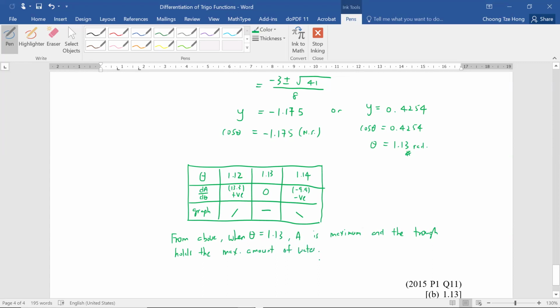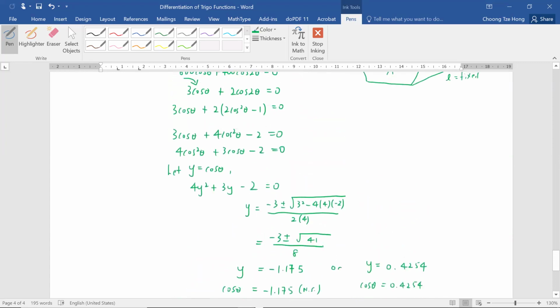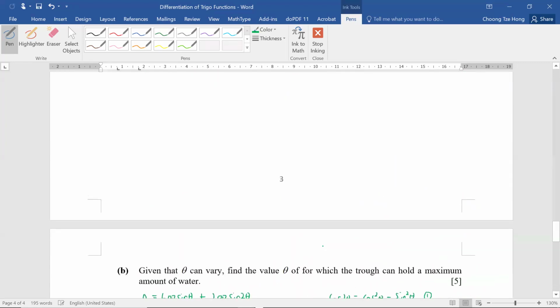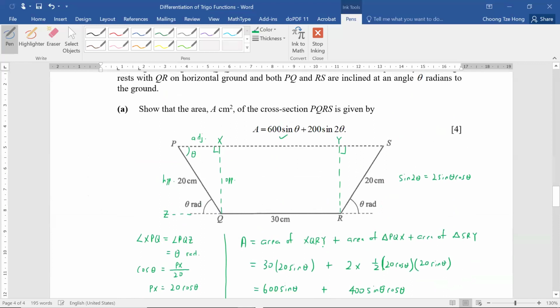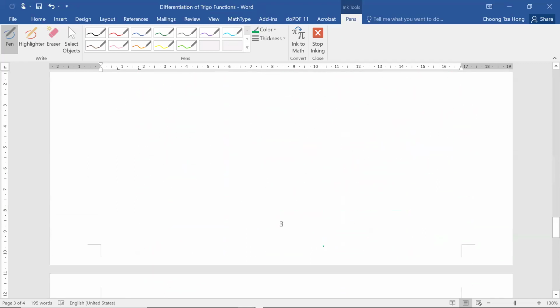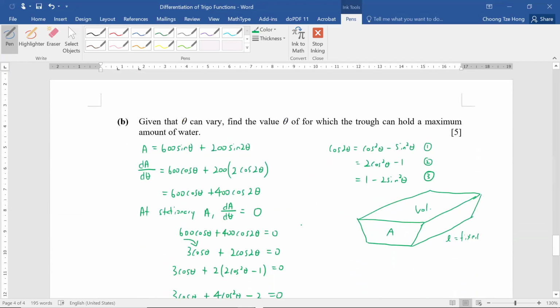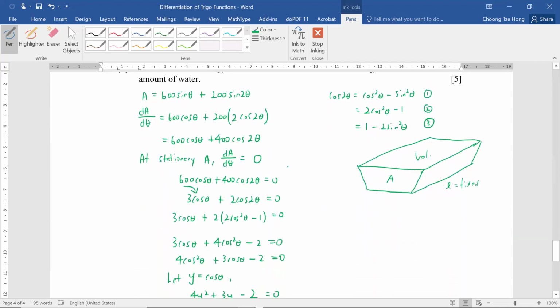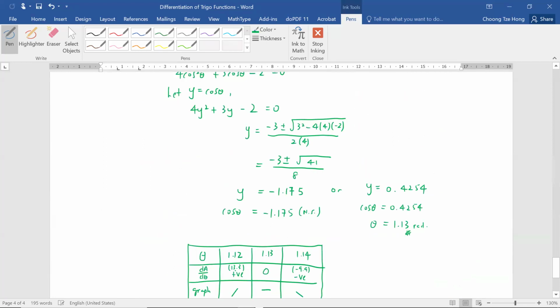So this is actually a maxima minima problem. I think overall it's not too difficult. It's not too difficult to differentiate the expression as well. But maybe the solving part you may need to take note of a bit. I hope you are able to understand the solution for this question.